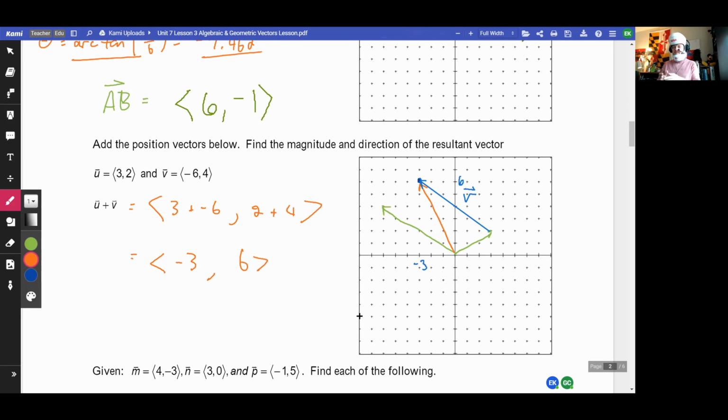The first vector tells us to move 3 to the right. The second vector tells us to move 6 to the left. The first vector tells us to move up 2. The second one tells us to move up 4. So we can decompose vectors into their components. We need to find the magnitude and the direction of the resulting vector.